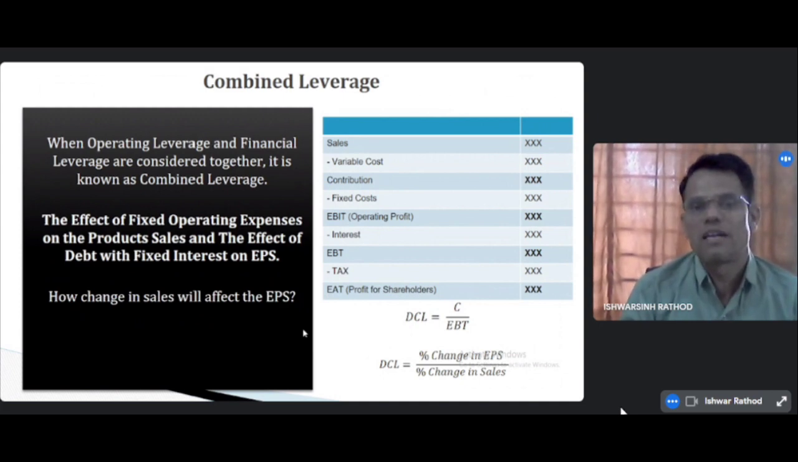First, sales minus variable expenses is equal to contribution; minus fixed cost is equal to earning before interest and tax; minus interest is equal to earning before tax; minus tax is equal to earning after tax. Degree of combined leverage is equal to contribution divided by EBT. Another formula: degree of operating leverage multiplied by degree of financial leverage is equal to degree of combined leverage.